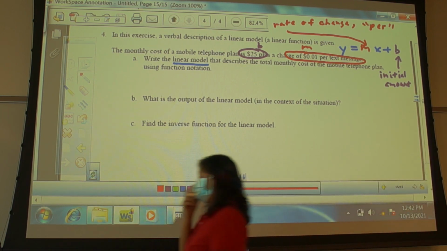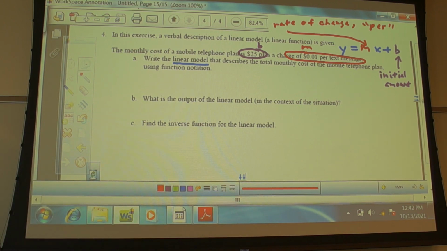So this means that my function should be then what? Everyone write down what the function should be. Y equals what? Write it down now. You have B, the initial amount, and you have the Y equals what? Am I supposed to use what's your M? Fill it in.